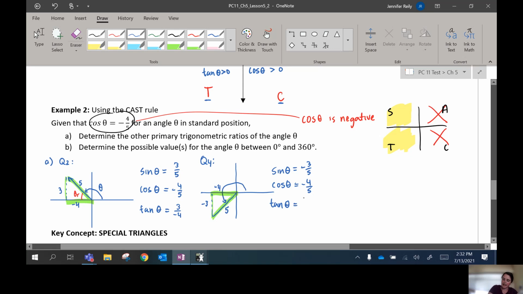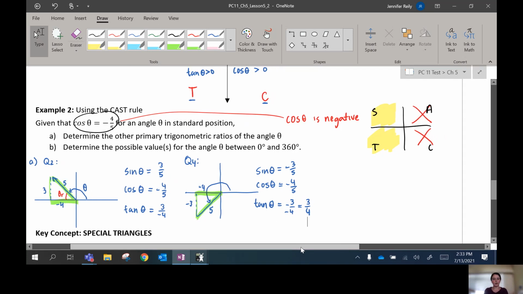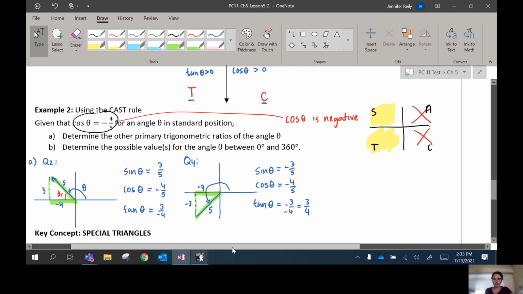And tan is -3/4, but the negative signs cancel out. -3 over -4 cancels to 3/4. Okay, so that's how you write. So there's two sets of answers. You could either have, for example, for sine theta, +3/5 if you're in quadrant 2, or -3/5 if you're in quadrant 4. So this is how I recommend writing out your solution.